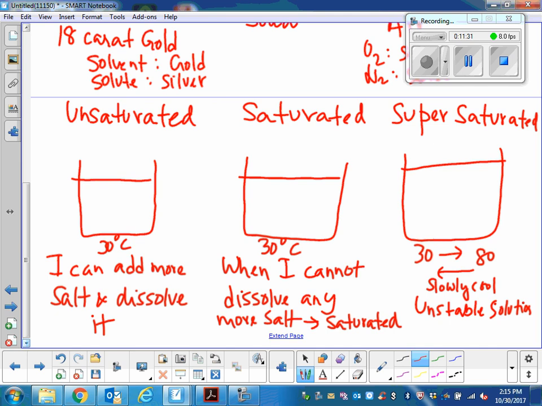Joel asks: when the salt comes out, is it unsaturated or saturated? When the salt comes out, it's a solid. The salt is not in solution.